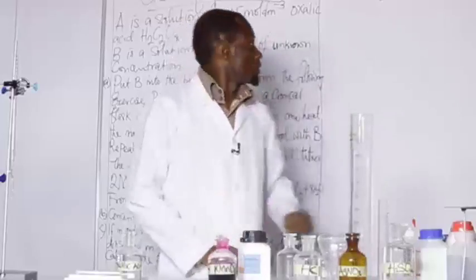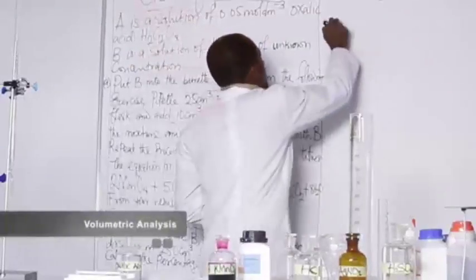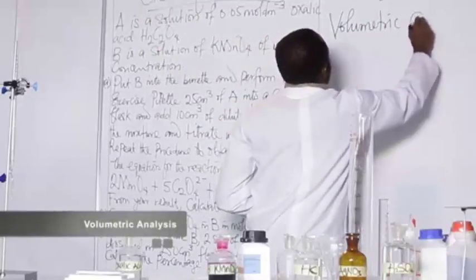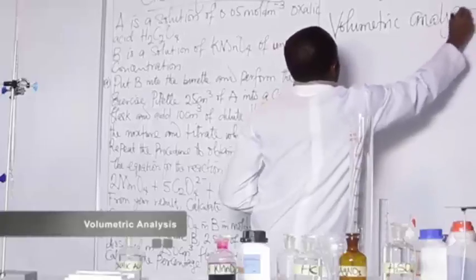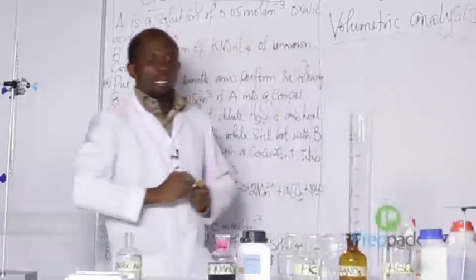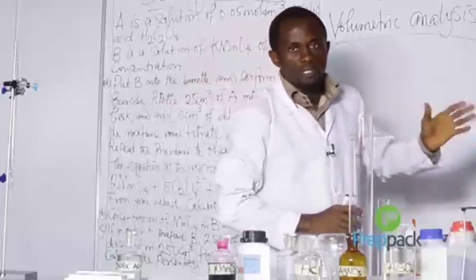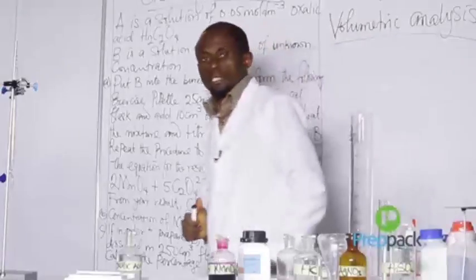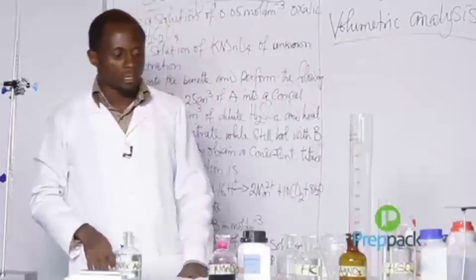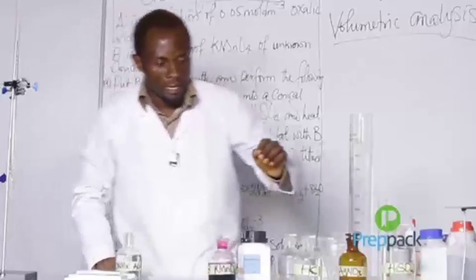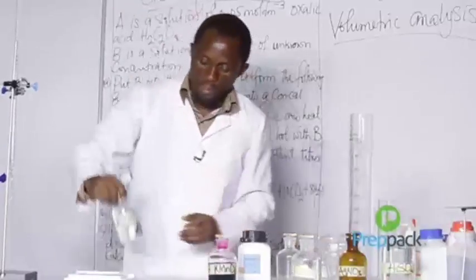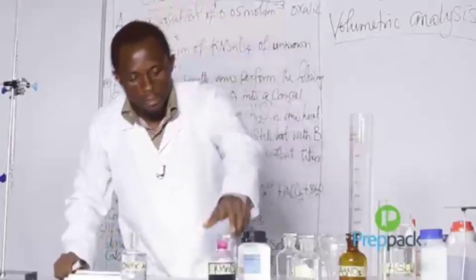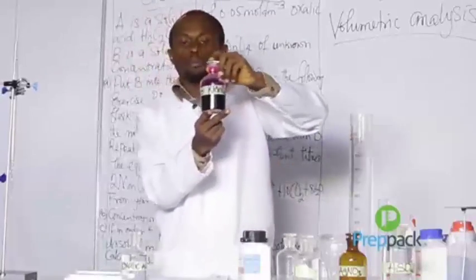Our topic today is volumetric analysis. As I said earlier, this is the aspect of practical chemistry that deals with titrating a particular solution, usually an acid, with another solution, a base. The acid is usually tagged A. As you can see, this is oxalic acid tagged A, and also the base tagged B, which is potassium KMnO4.